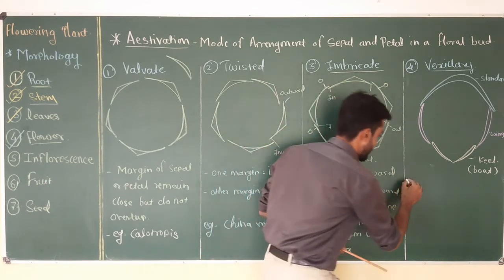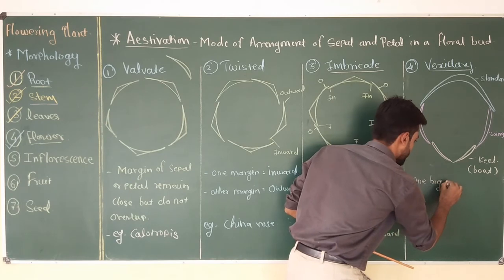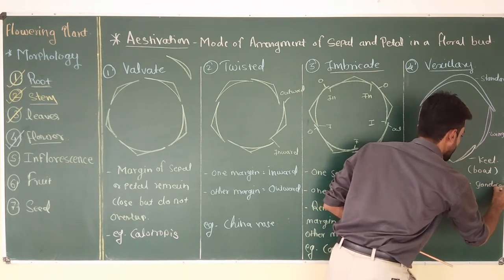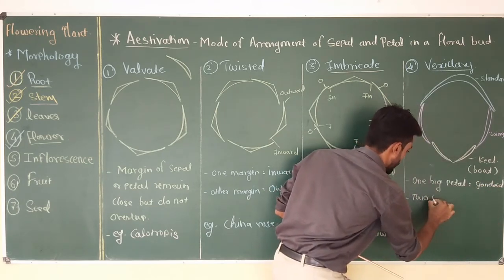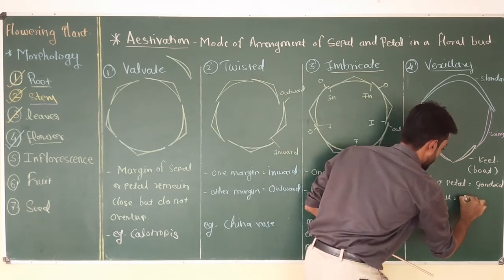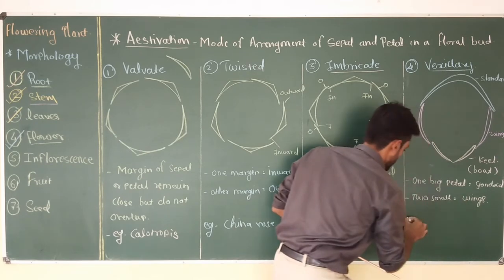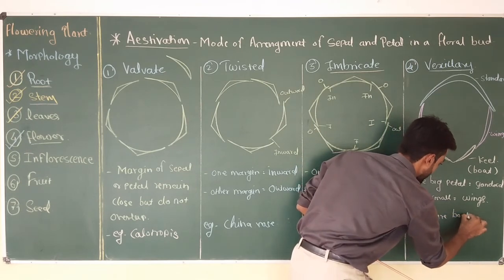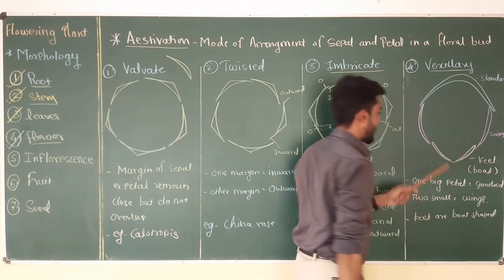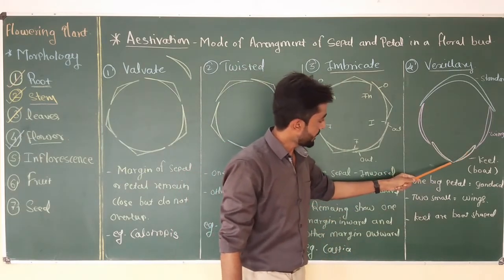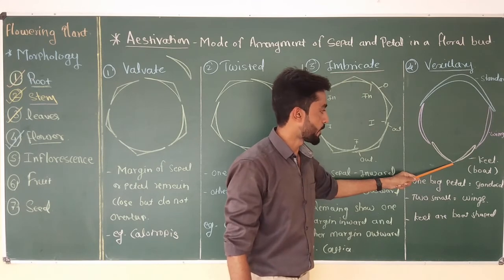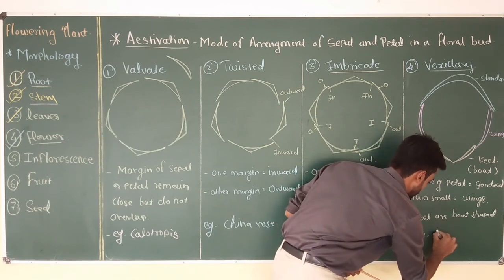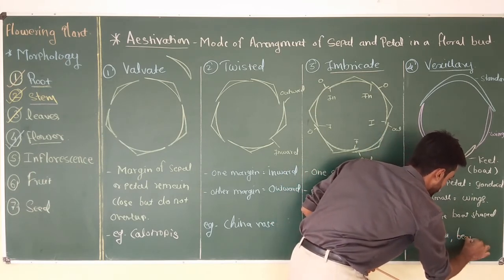Okay, in this case, one big petal is called standard, then two small lateral petals are called wings, while keel is a boat shaped structure produced by two small petals. They may get connected at one point or the same point. Okay, and an example of vexillary type of aestivation is found in pea plants and bean plant flowers.